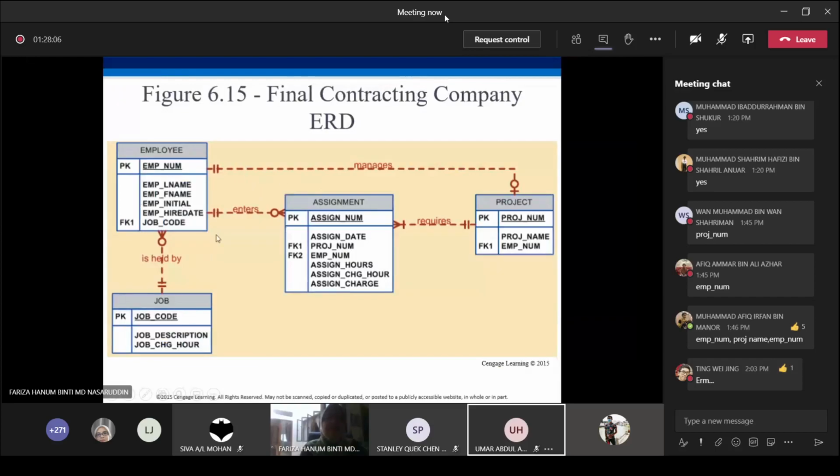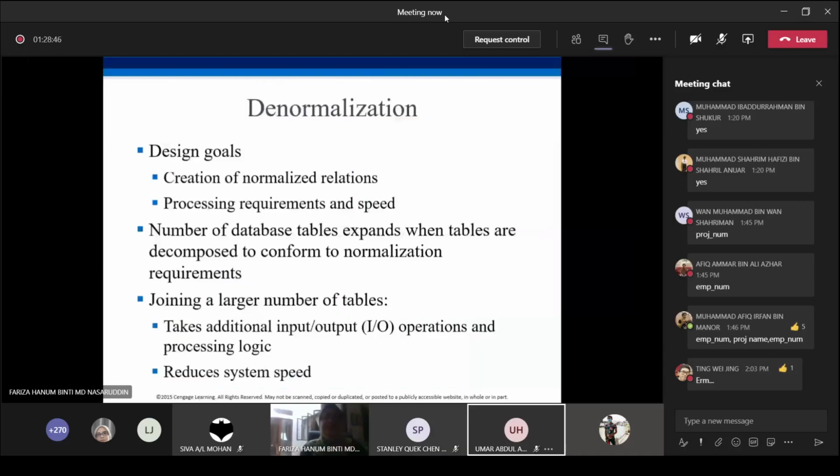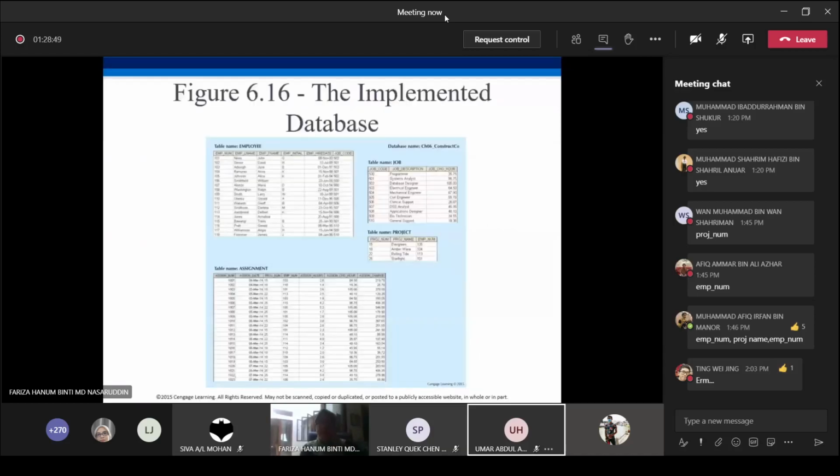Now you have many to many, so one employee is assigned to many assignments, and one project has many assignments. Then one employee manages one project, and one job code is for many employees, while one employee is only for one job code. In this case, one project is managed by one employee. There are employees who do not manage any project, that's why you have an optional here. So these are the implemented database.